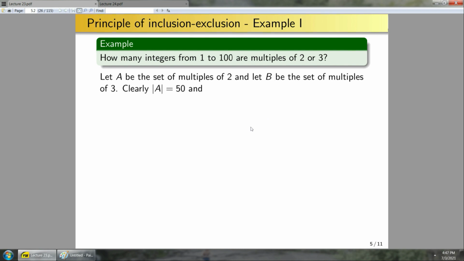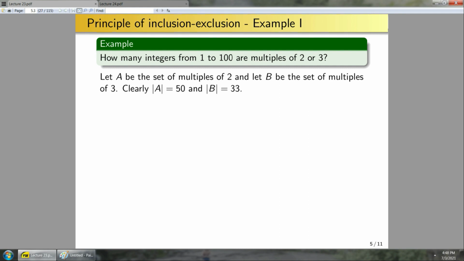So clearly, the cardinality of A is 50. To find this, you could use a counting argument by noting, hey, exactly half of these are going to be divisible by 2, or you could physically count them. I don't recommend counting them physically, though. And the cardinality of B is simply going to be 33.